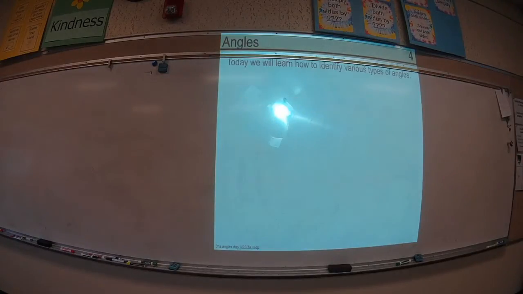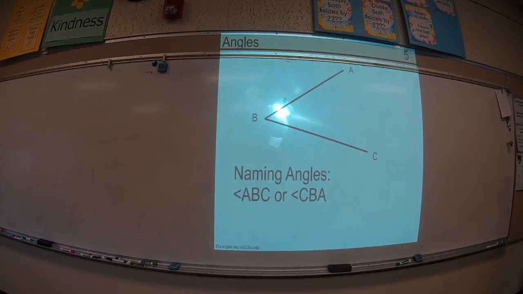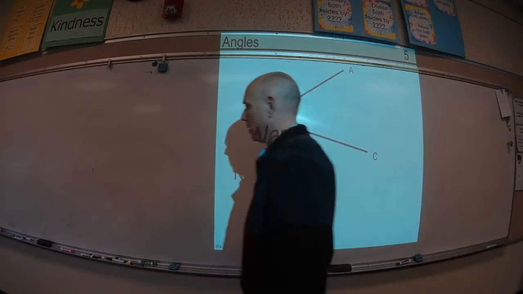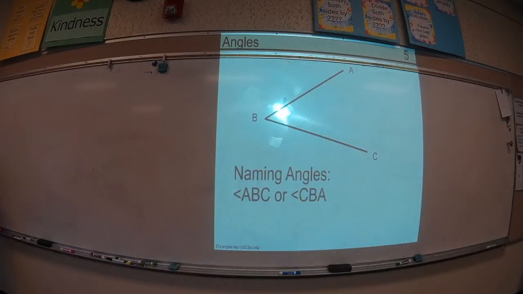So we're going to be identifying different types of angles. So we're going to start in that first box. I want you to draw the following. This is angle naming.